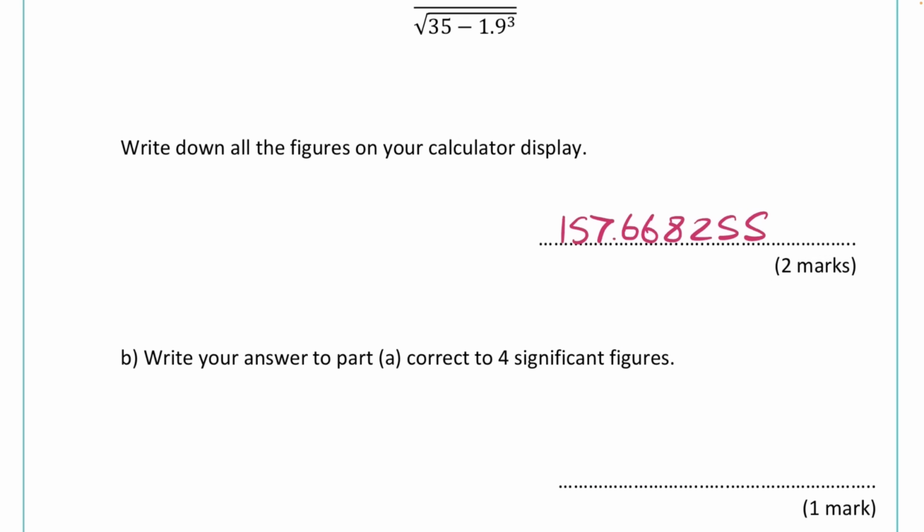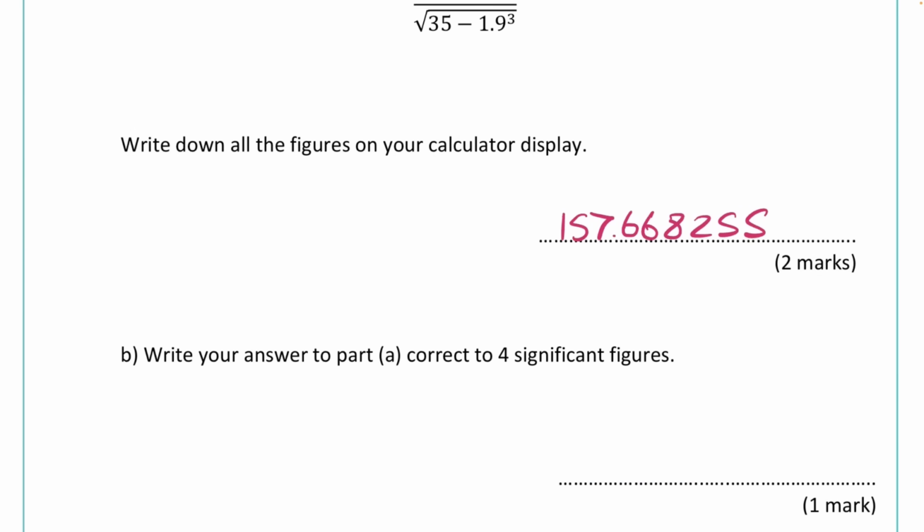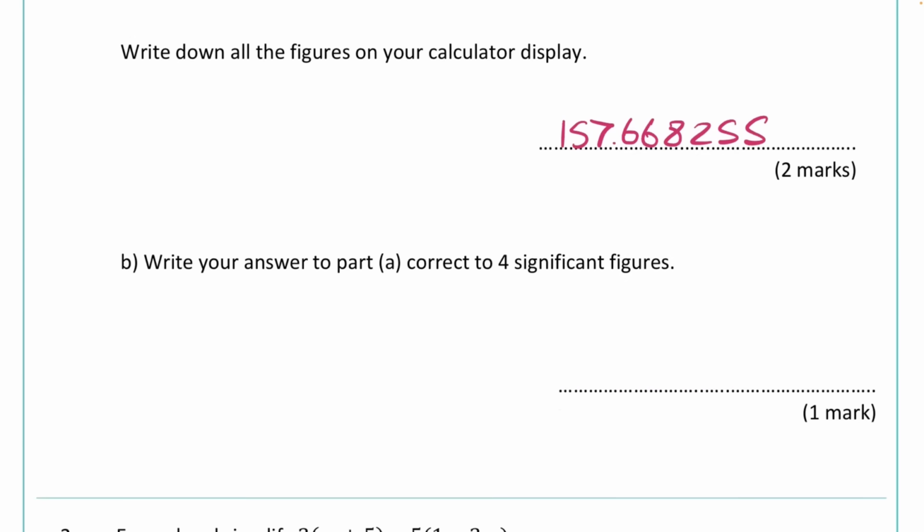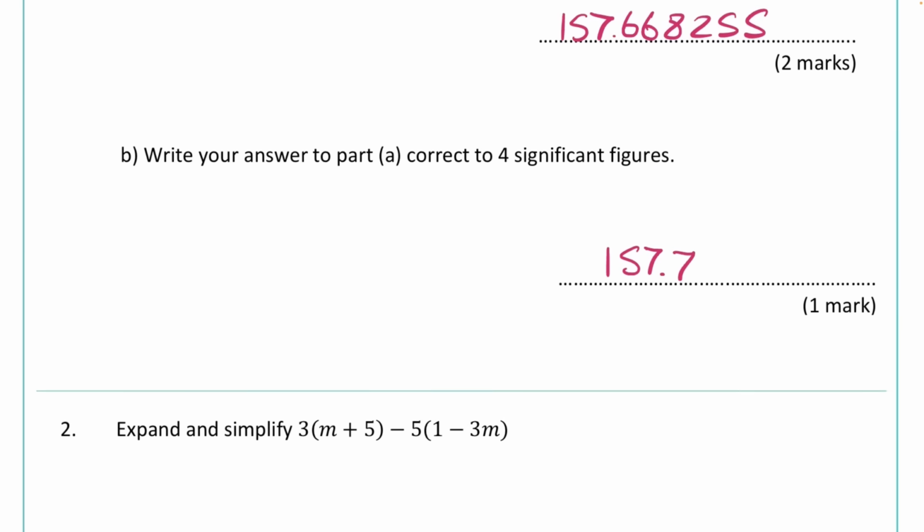157.668255. For part B, it says to write my answer correct to 4 significant figures. So we're going to round this to 4 significant figures, which is 157, and it's 66, so that is going to round to 7. And there we go, there is my answer rounded to 4 significant figures.